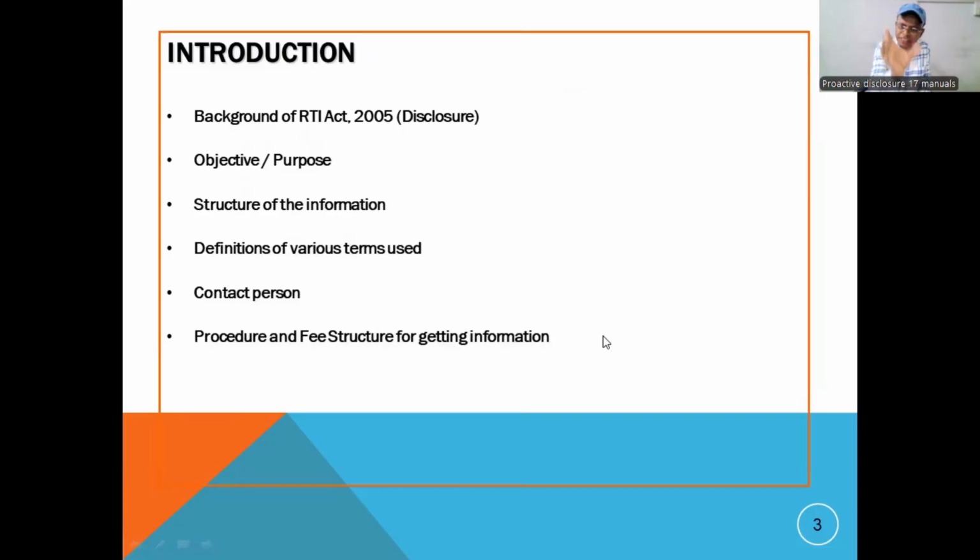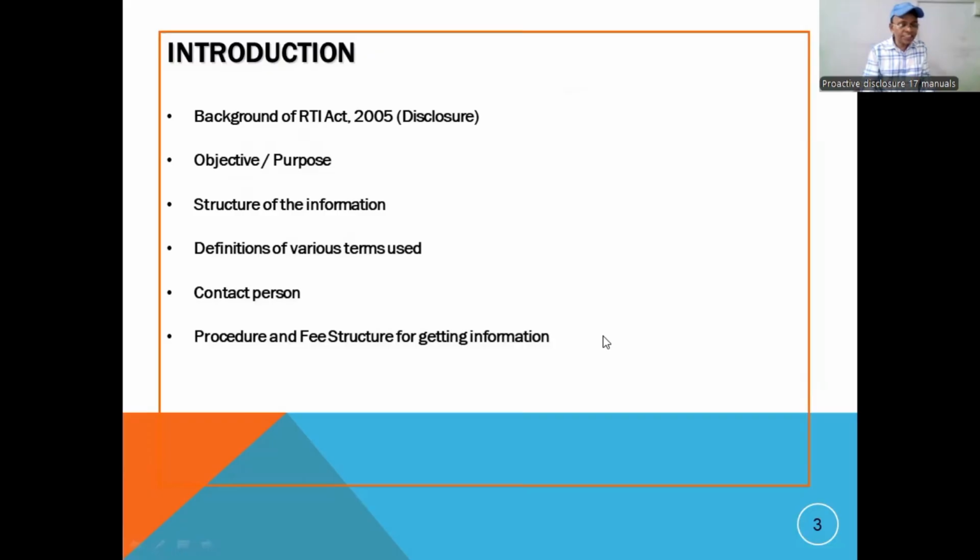That is a specific and uniform manner. According to that uniform manner, every public authority should disclose their information. This is the structure of information. Where shall we reflect this information? Under the introduction chapter. Then the next point is the definition of various terms.